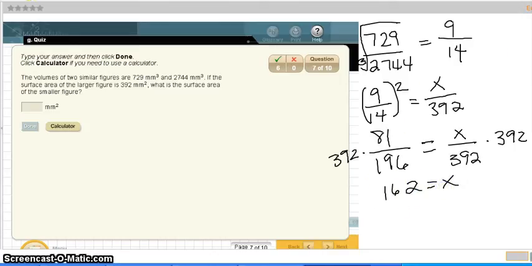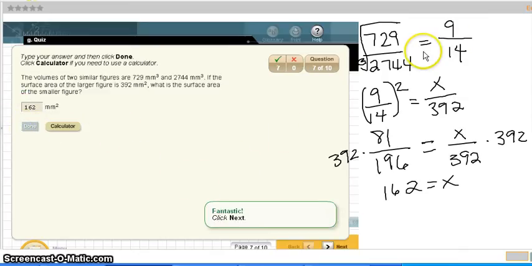And again, it's using that same relationship over and over again, that your similarity ratio squared represents surface area, and the similarity ratio cubed represents volume. From there, you just set up your proportions and solve.